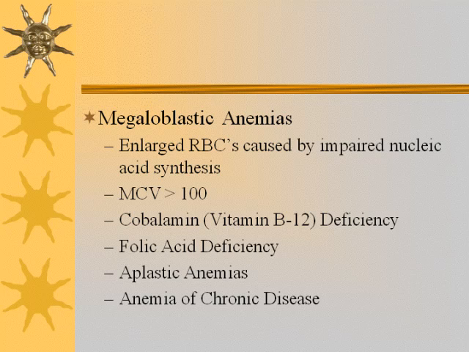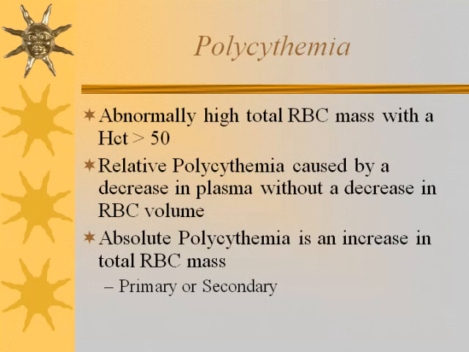And then last is anemia of chronic disease. It's not necessarily a megaloblastic anemia, but it's usually seen in patients who have a chronic problem such as kidney disease, AIDS, tuberculosis, lupus. And the reason they have anemia is because usually they have a large amount of macrophages in their body because of their disease, and it causes them to break down red blood cells.